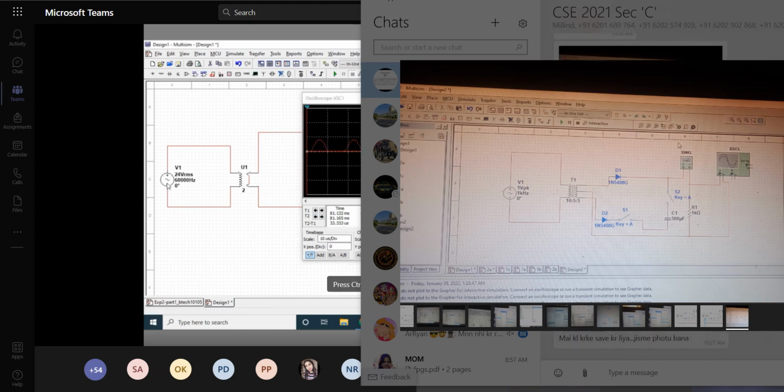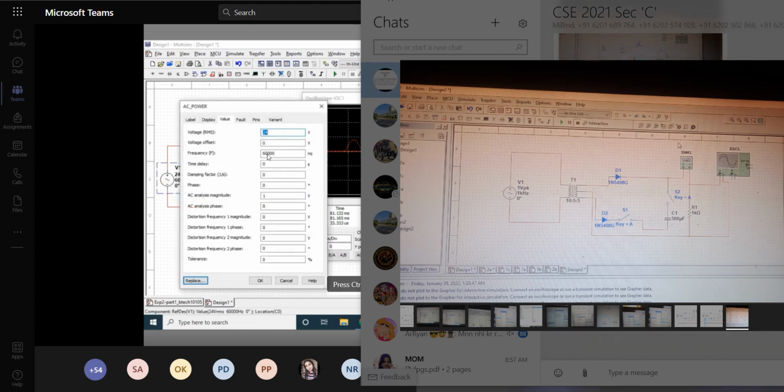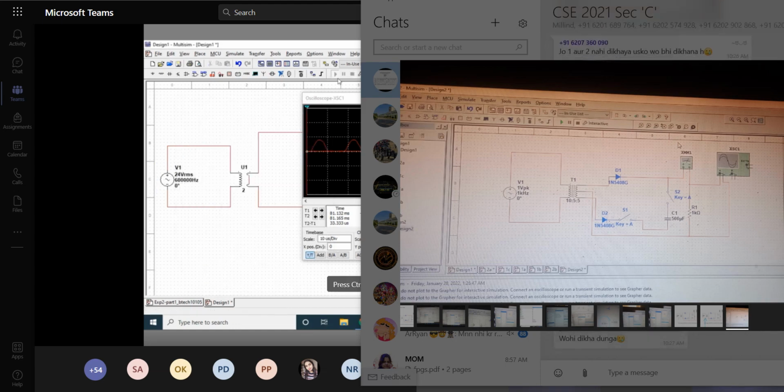Stop. Another 0. 60,000. Okay, now just simulate. Now increase. Expand. So some problem is coming now, no? Yes, it's not a properly rectified waveform.